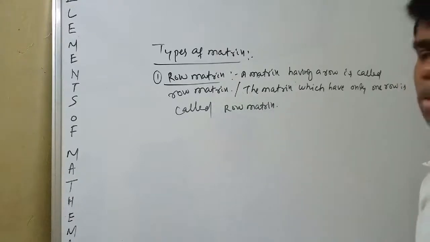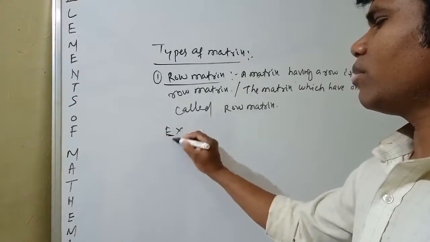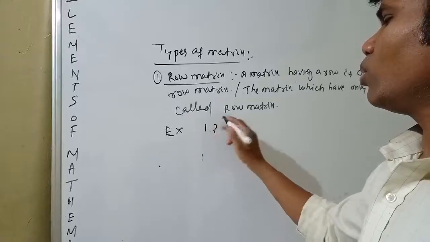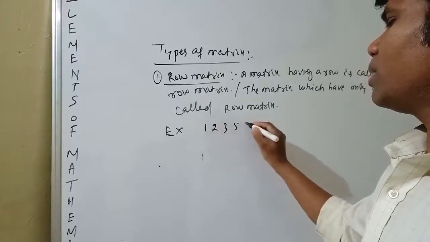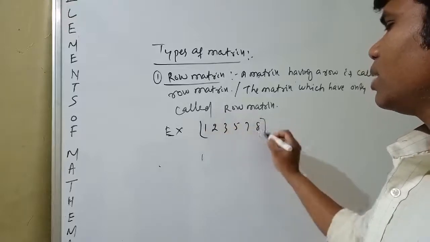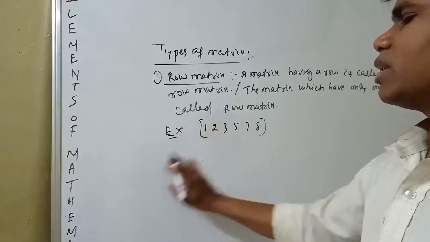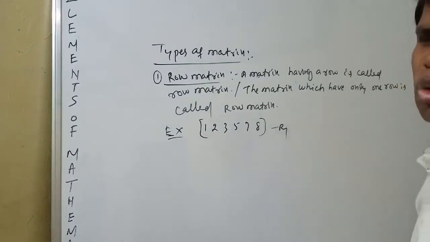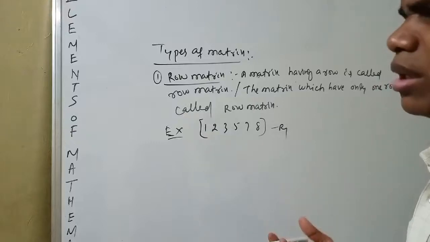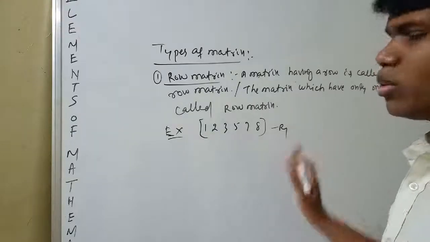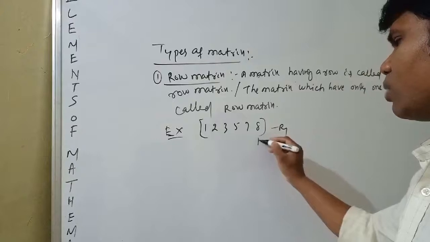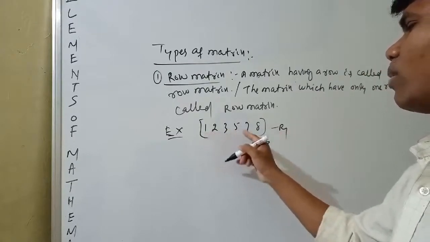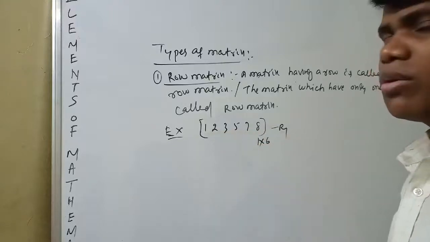For example, 1 2 3 5 7 8. This is an example of a row matrix. How many rows are there? Only one row. No matter how many columns there may be, the row should be one. The order of the matrix is 1 cross 6. There are 6 columns and only one row.